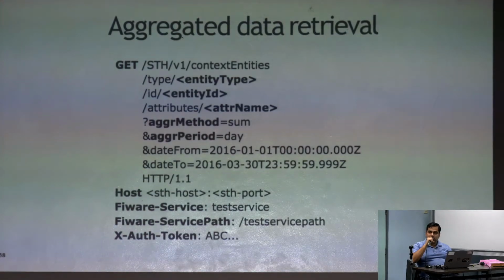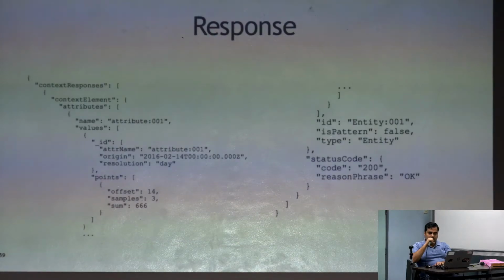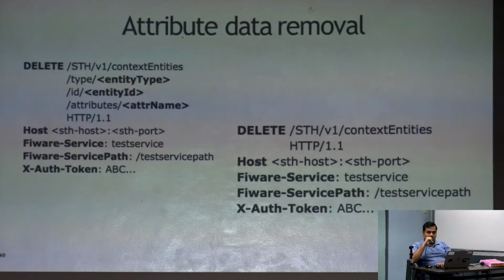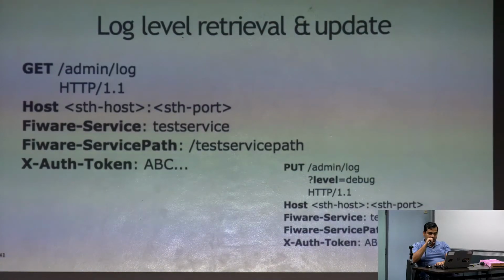So what you do is you keep the aggregation method equal to sum and the period as day, then you define from, then you define to, followed by the FIWARE service path, and so on. In this way you get the per day statistics. Now these are some advanced concepts for data removal, so we'll not talk about it.